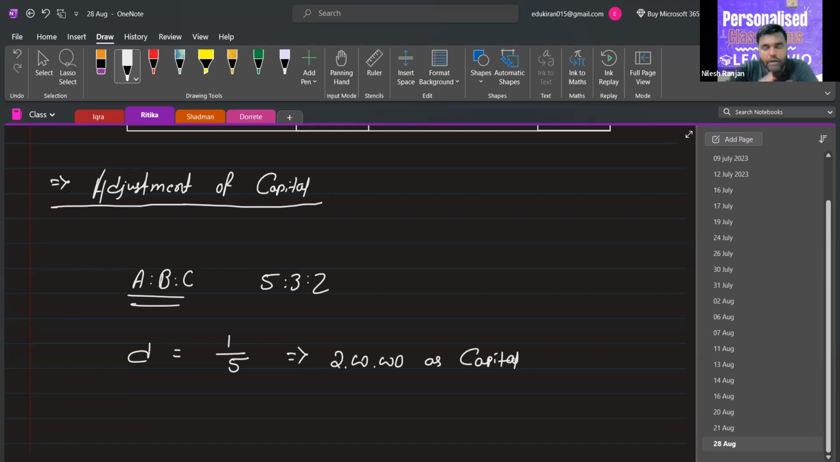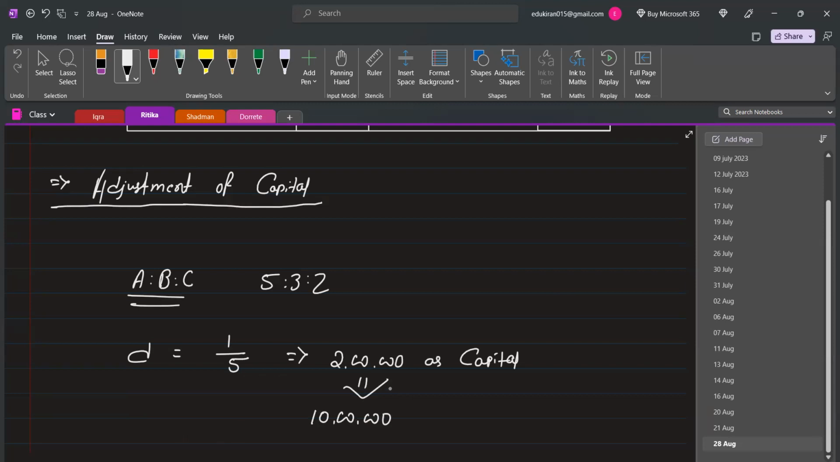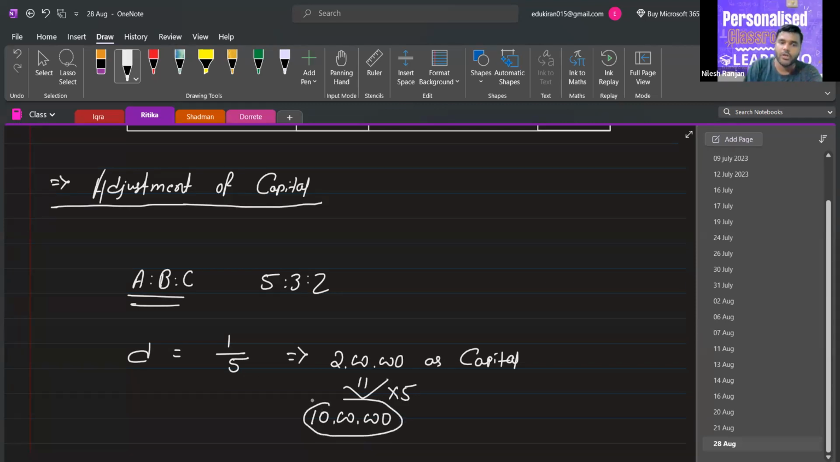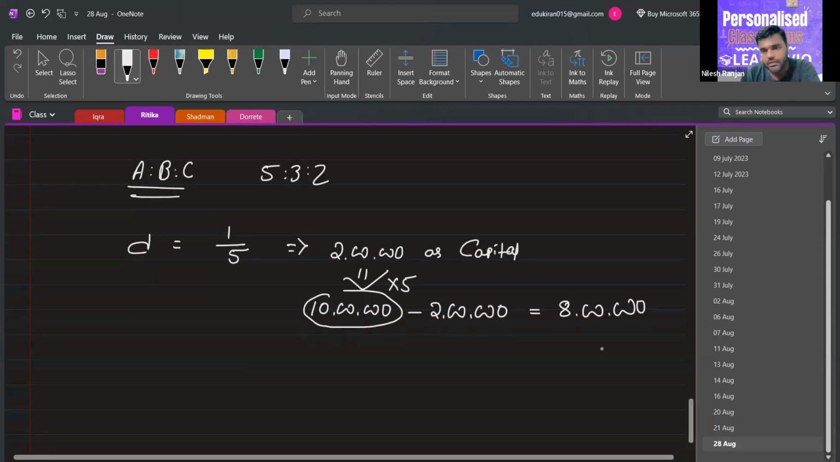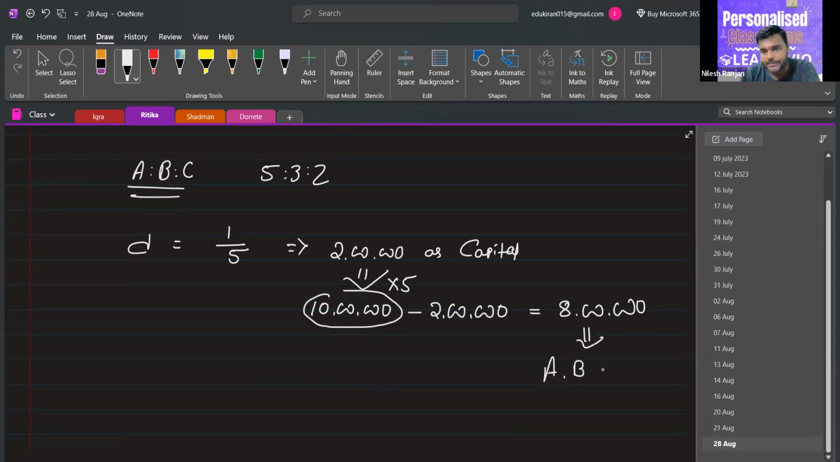And as per his requirement, the total capital of the firm should be 10 lakh, because he is putting 2 lakh for a 1/5th share. You can say, in total 5 shares he is getting 1. So for this 1 share he is paying 2 lakh, so for total 5 shares there should be 10 lakh. Yes or no? Yes, sir. So the total capital for A, B, C, and D combined should be 10 lakh. And in this 10 lakh, 2 lakh is the capital of D. So the balance 8 lakh should be contributed by A, B, and C. Yes or no?